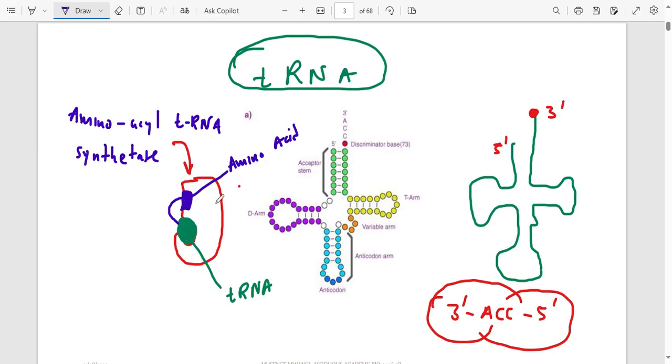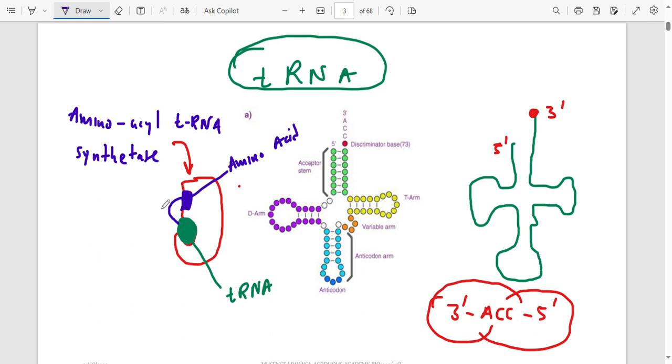So you see, if we connect them, then that means that we have now attached the amino acid to the tRNA and then they can move out. So in that case, we have done what? We have activated the tRNA. This is known as tRNA activation.